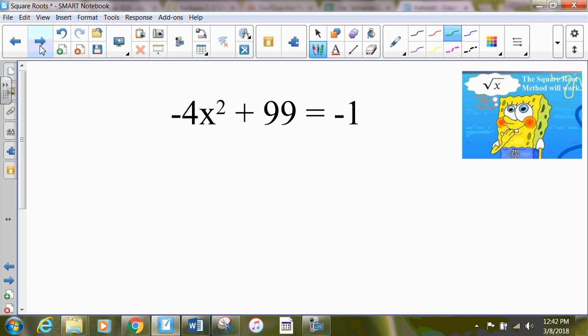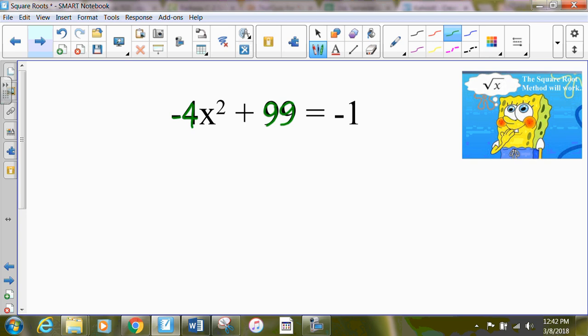We want to get x squared by itself, so we can get x by itself. And so we have two options. We can either get rid of the 99 first or the negative 4. Which one do you think is going to be easier to do? That's right. We want to get rid of the 99 first. If we try to get rid of the negative 4 first, it'd be a real mess. So let's go ahead and get rid of the plus 99.